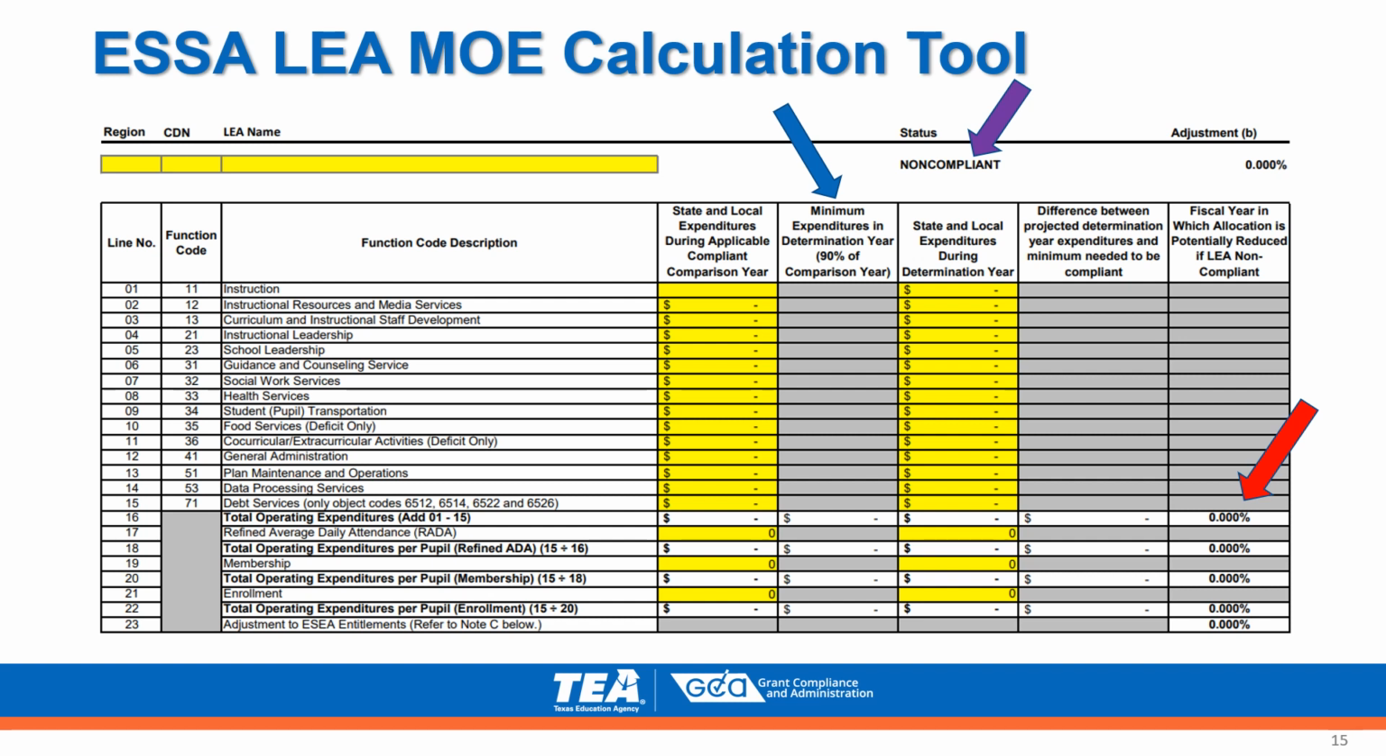Compliance and Reporting Division. LEAs may enter information in the yellow highlighted columns and rows. The tool automatically calculates amounts for lines 16, 18, 20, 22, and 23. Please note, this tool works only if there is no gap between comparison year and determination year. Once the LEA's data is fully entered, the tool will provide a status of compliance and indicate any potential reductions in fiscal year allocations. This tool can serve as a helpful guide for comparison purposes until final ESSA LEA MOE reports are available from TEA.